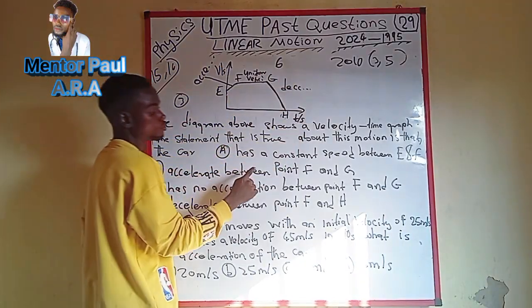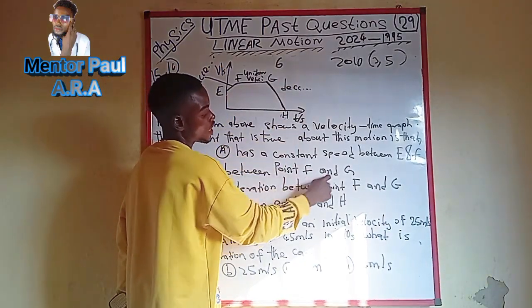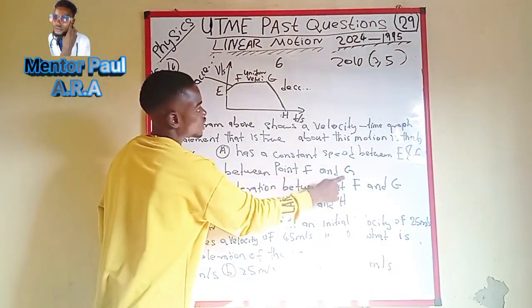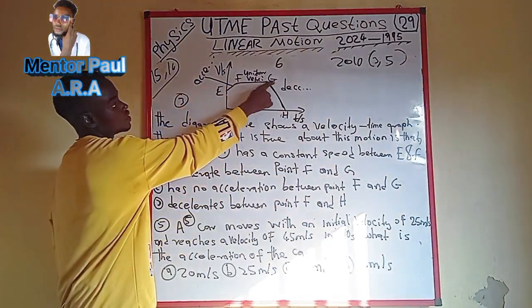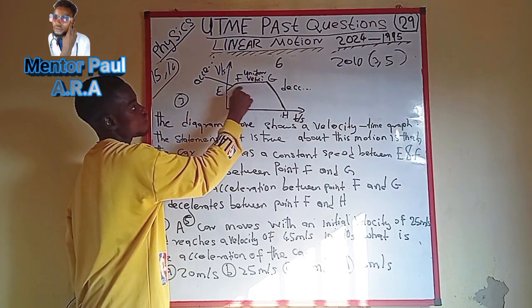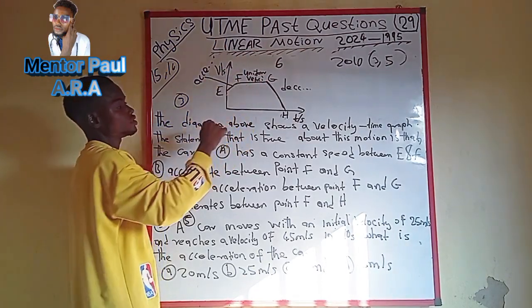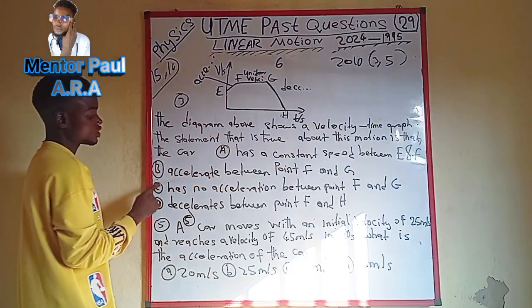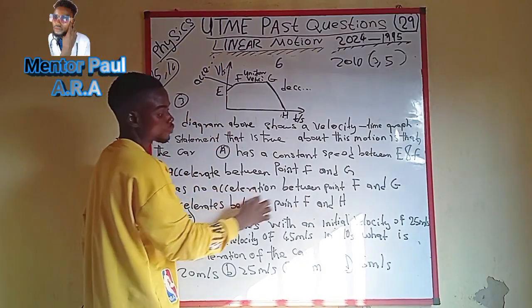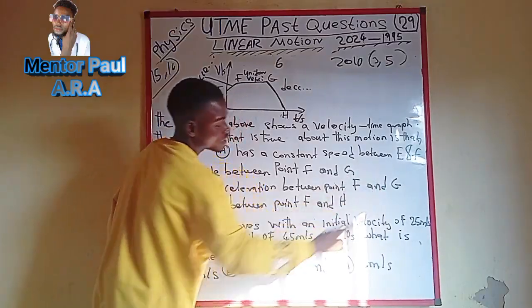So this says acceleration between point F and G. It has acceleration between F and G. Where is the F? This is F and G. At this line here, which is F and G, there is no acceleration. Rather, we have what? Uniform velocity. In option C, has no acceleration between point F and G.